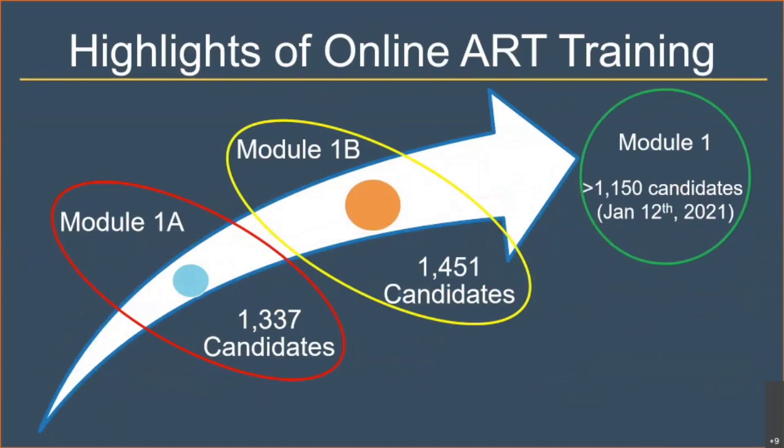These are the highlights of our online ART training journey. If you look at module 1A, we have about 1,337 candidates. For 1B, more than 1,451. And for module 1, which is today's program, we have about 1,150 candidates as of today.